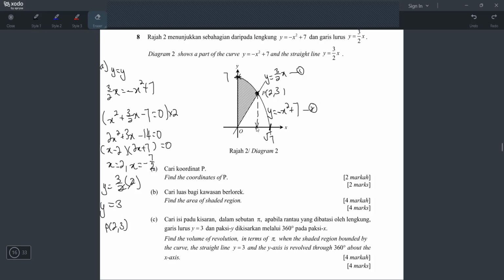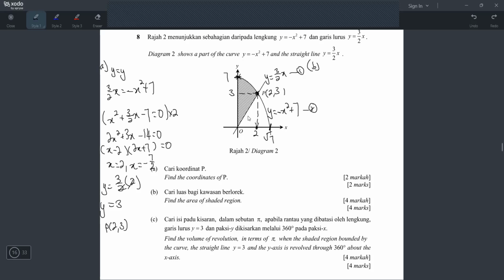Okay. And since we already know point P is 2, 3, we can actually draw a line here and write 2, and then draw a line here and write 3. This is very important, because when we are doing integration, they like to ask you to find area, volume. So all these numbers here are very important. Okay, B says find the area of the shaded region, which is this one.